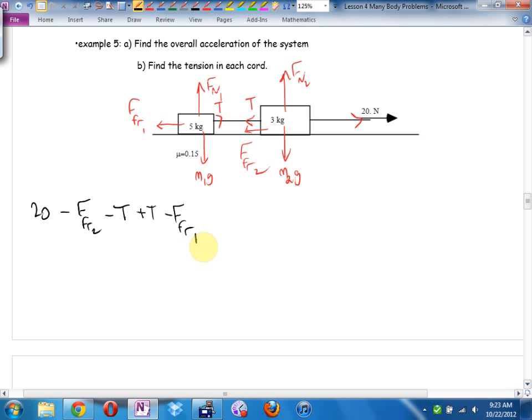Did I look at more than one mass? Then you know what my equation on the right is going to be? Not M A, but what? M1 plus M2. Yes.